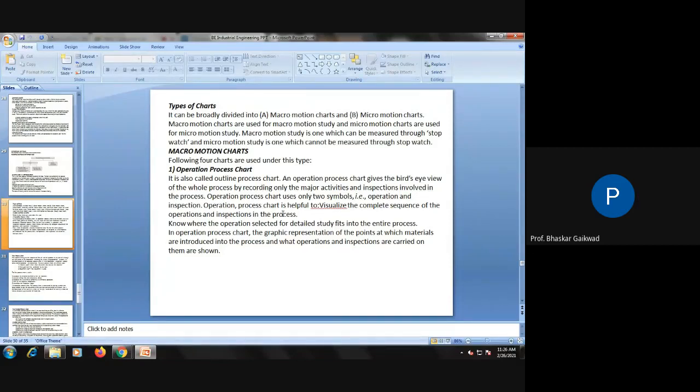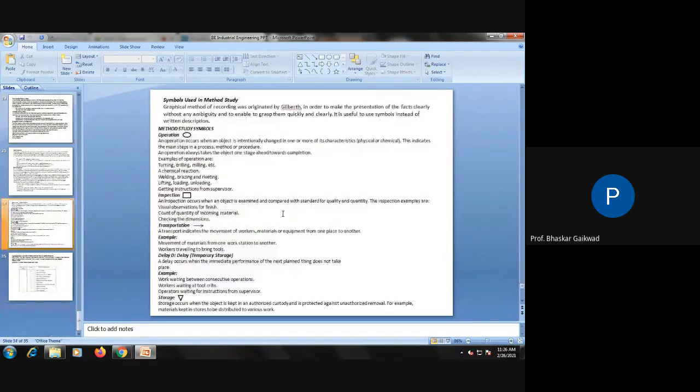Bird's eye view of the whole process by recording only the major activity. Bird's eye view means we have to record only major activity, not minor activity, and inspections involved in the process. Operation process charts use only two symbols, operation and inspection. Here in method study, we use certain symbols. So first of all, I will show the type of symbols used in our operation process chart.